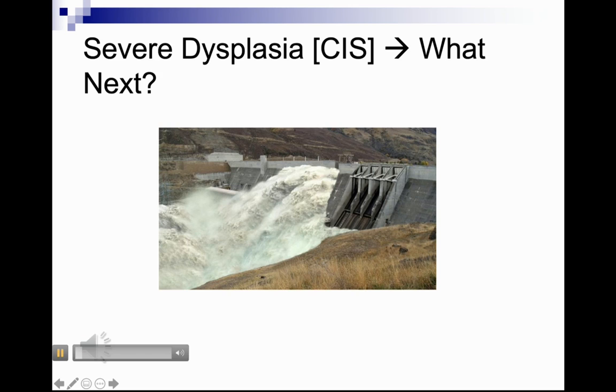Following severe dysplasia or carcinoma in situ, what happens next? Well, cancer grows by invasion. It pushes through the basement membrane using enzymes. Cancer grows by invasion. So following severe dysplasia, carcinoma in situ, the cancer moves below the basement membrane through the process of invasion.